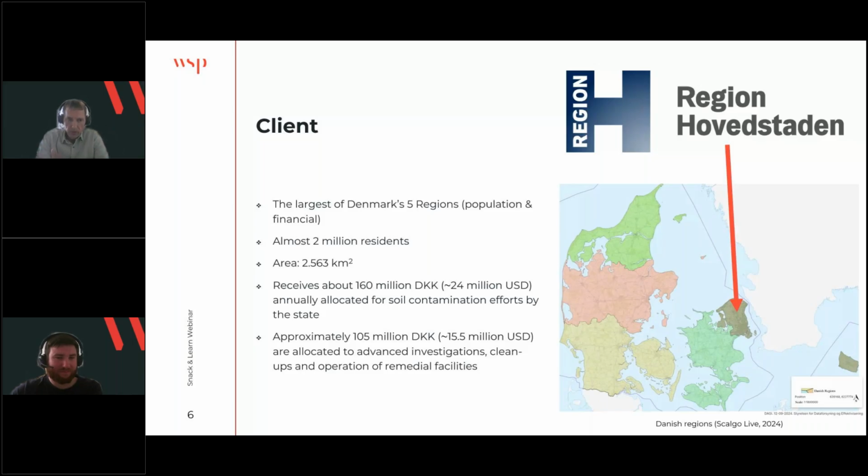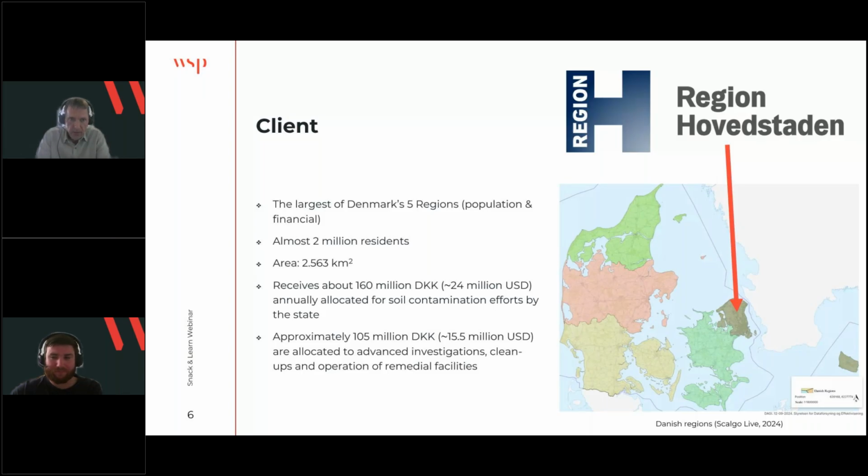If the pollution occurred before the year 2000, the region must investigate and clean up these sites. If the pollution occurred after 2000, when the Soil Pollution Act was adopted, then it would be the polluter, the company, who has to pay.